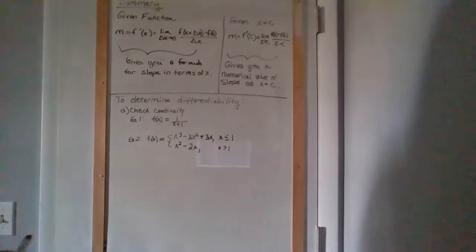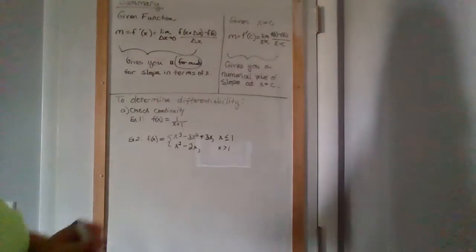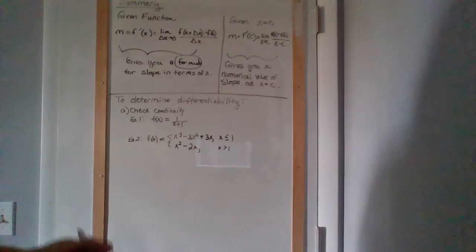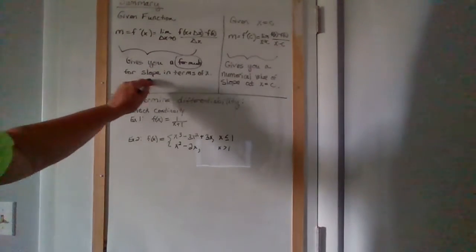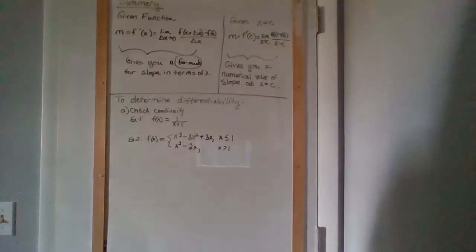I think that's the thing that you need to know. It'll have something like 3x or 2x squared or something like that for you to find the slope in terms of x. And then if you're given an ordered pair, you could substitute in the x value of that ordered pair in order to actually find a numerical value.